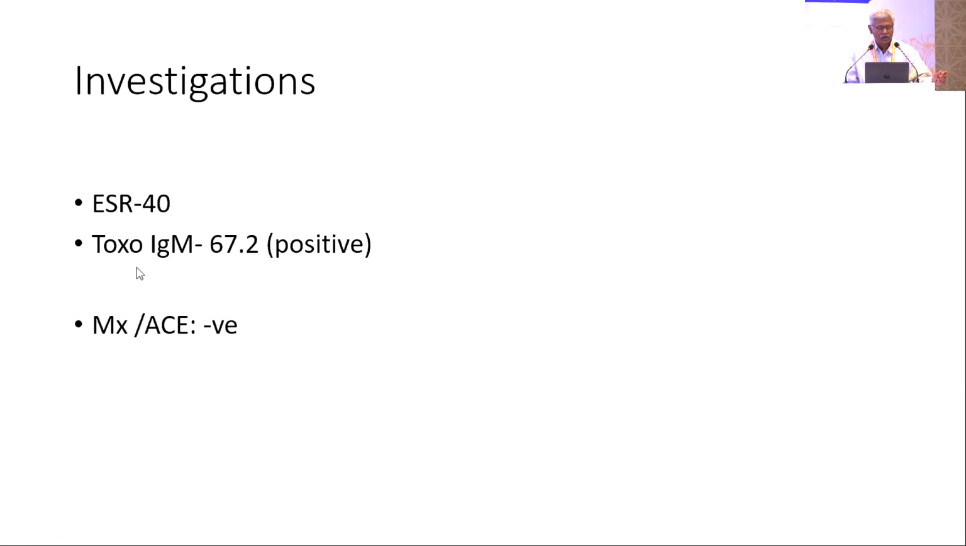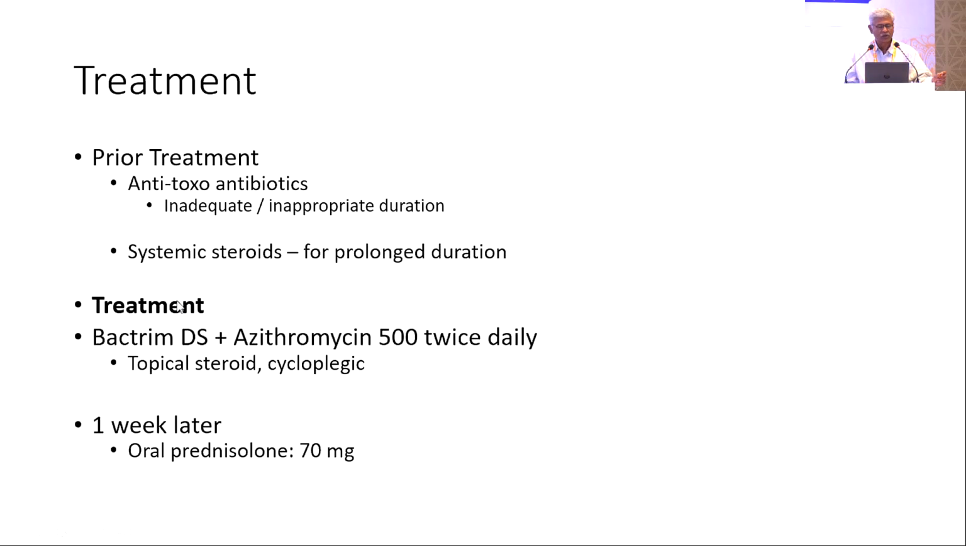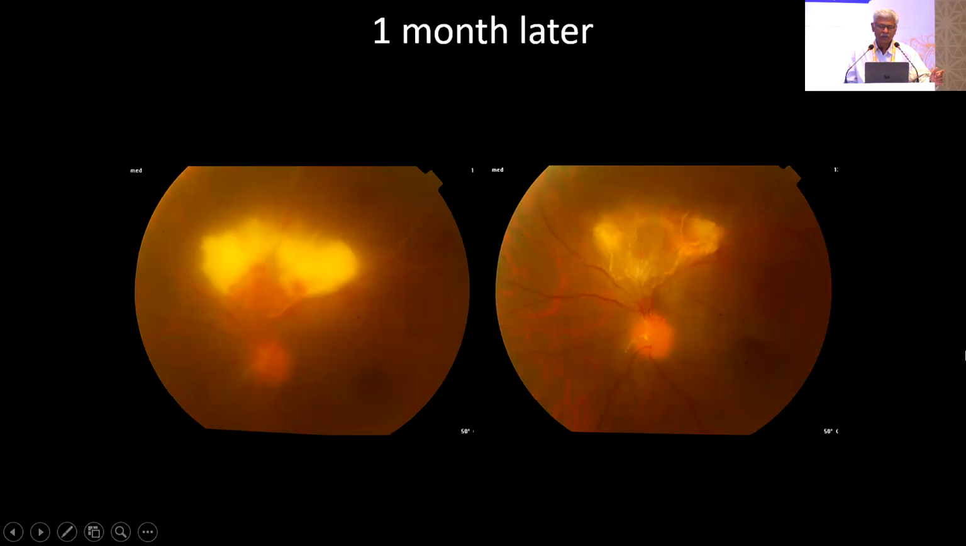But you can see the toxo titers were still high. So what had happened is the toxo antibiotics was stopped much ahead of what it should be. But on the other hand, the systemic steroids were continued. So the disease presented differently with the persisting retinitis. So we restarted the anti-toxo treatment, and this is how it was post-treatment.